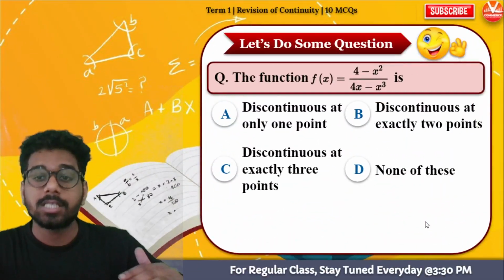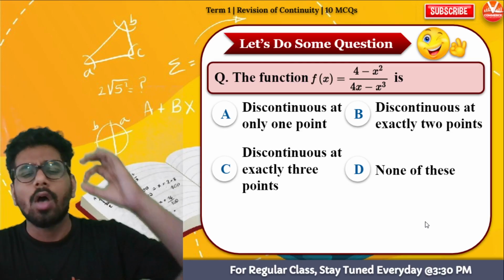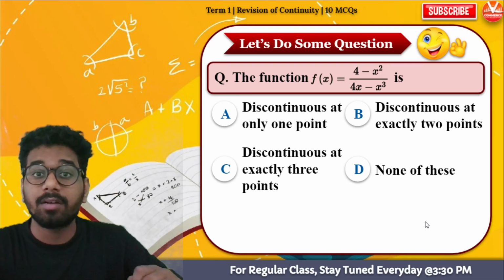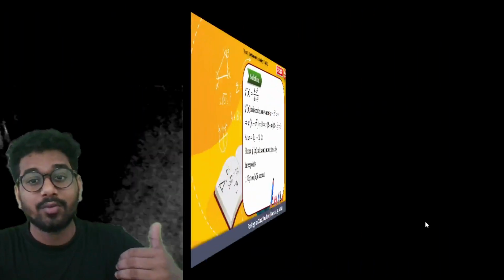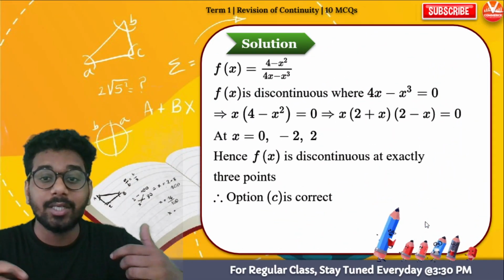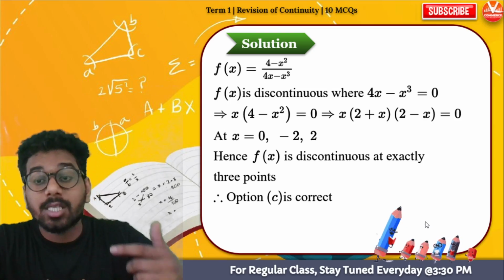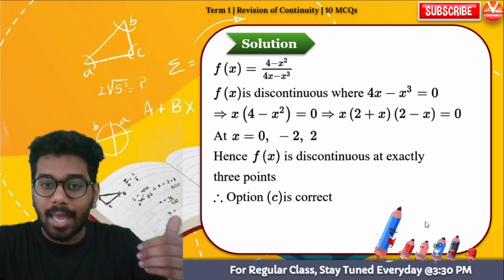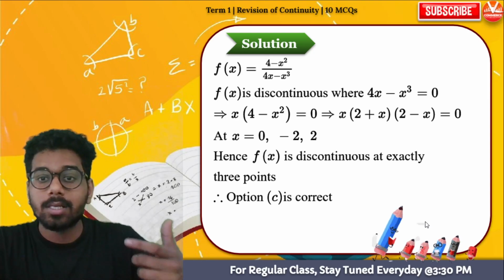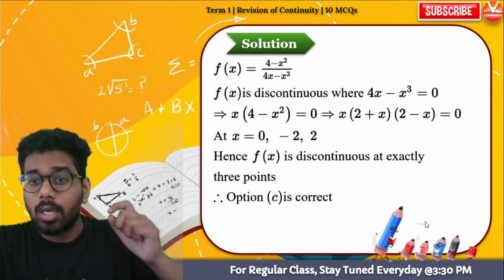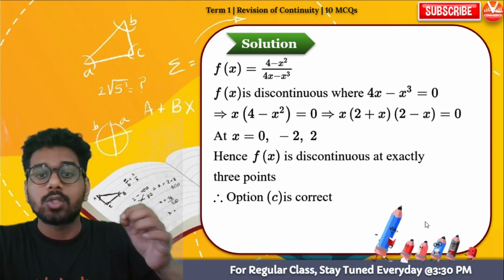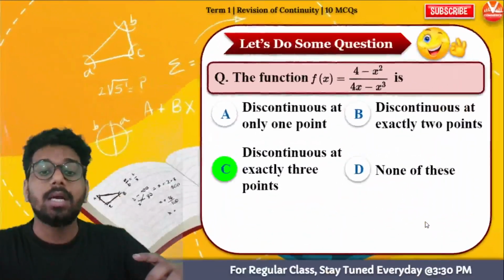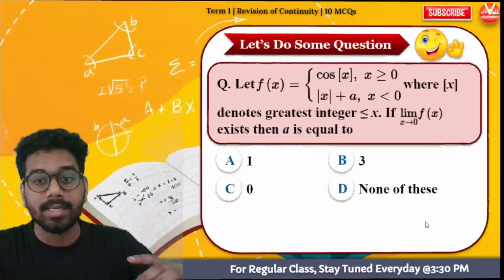Now, second thing is (4 minus x square) upon (4x minus x cube). For the same reason, you will find the discontinuity over here. Check out the denominator where it will be 0. Take x common. If you will take x common, you will find 4x minus x cube is equal to 0. Wherever it is 0, it is going to be discontinuous. Take x common, x into (4 minus x square), a square minus b square. So x into (2 plus x)(2 minus x) equal to 0. Now this can be 0, this can be 0, this can be 0. So x equal to 0, minus 2 and 2. At these 3 points, function will be discontinuous. So answer is, number of discontinuity is at exactly 3 points.